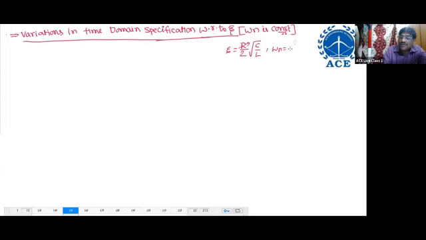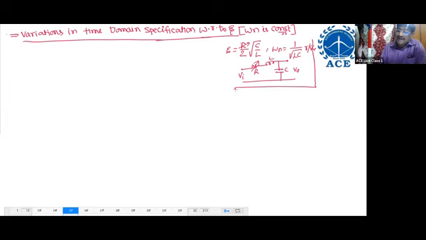Omega n is 1 by root LC, so LC does not change. LC is constant. Just zeta is changing, which means R is changing. In this RLC circuit, only R changes. Then what are the variations in time domain specifications?